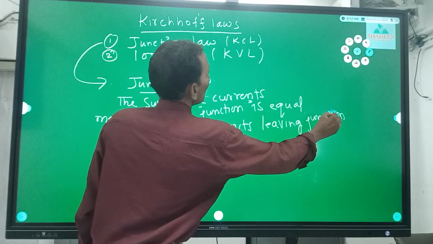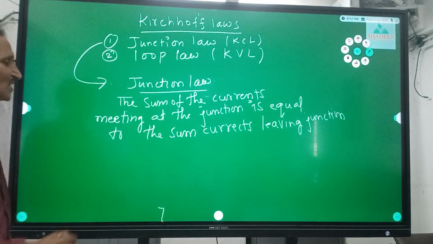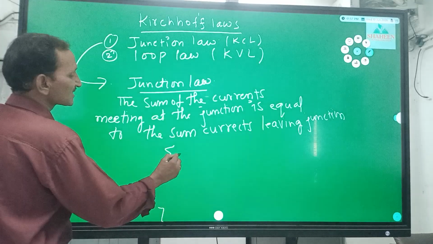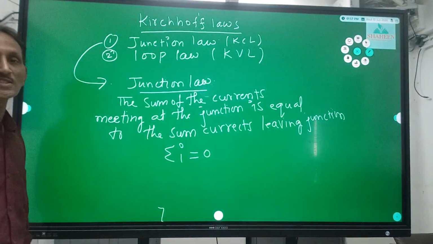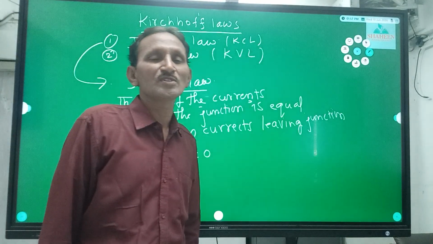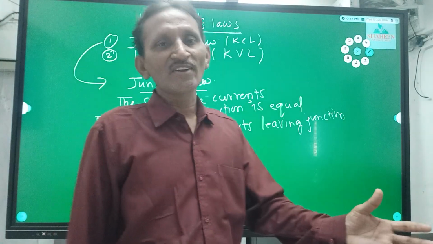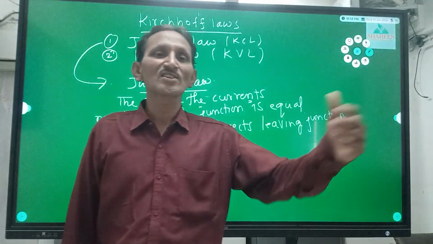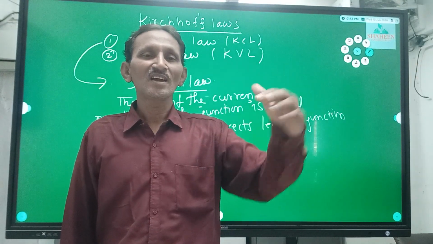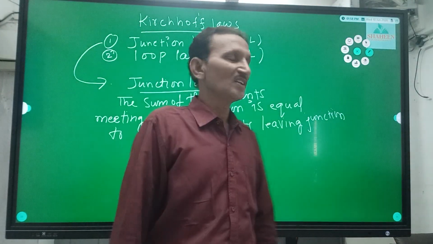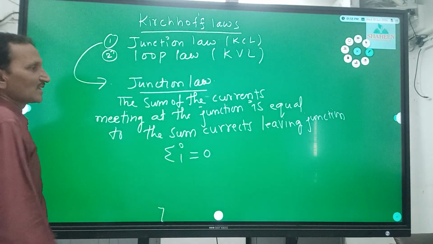So we can take the algebraic sum of the currents. The algebraic sum of the currents is equal to 0. How many currents are entering the junction? That many currents have to leave the junction, just like trains coming and going at the junction. Here I will give one example for you.